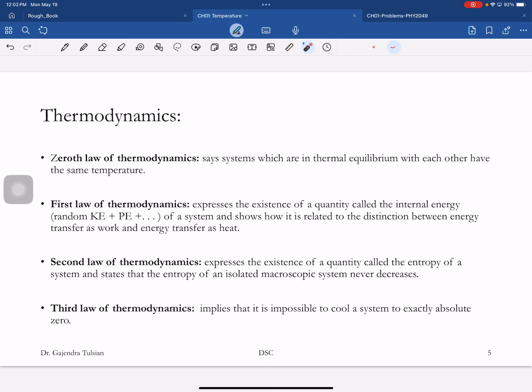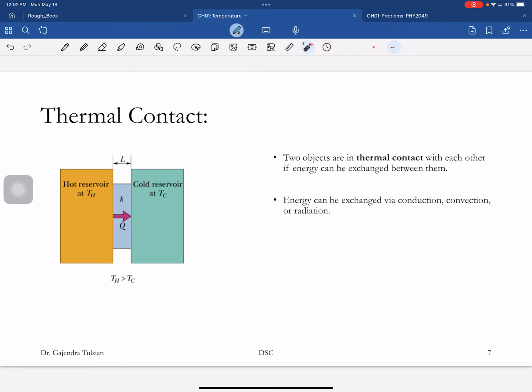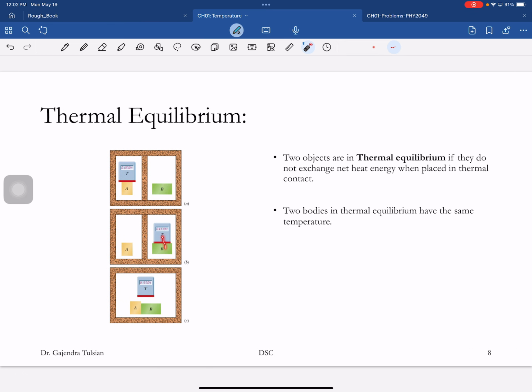So the zeroth law of thermodynamics says that systems in thermal equilibrium with each other have the same temperature. What do you think thermal equilibrium means? Yep. Certain kinetic energies are the same. Okay, so here, let's do thermal equilibrium. Two objects are in thermal contact when they can exchange energy. They are in thermal equilibrium when there is no net exchange of energy, no net exchange of heat. We'll talk about heat in a bit.